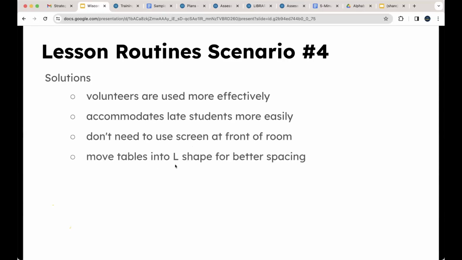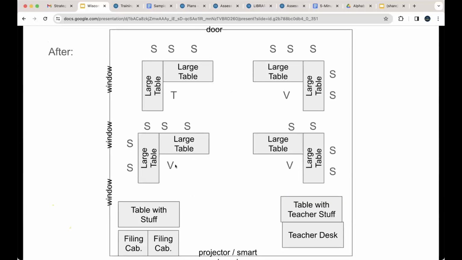We moved the tables into an L shape. So what I mean is we took these tables and moved them into an L shape so the volunteer can sit here in the corner and have better proximity to the student. So if the volunteer is holding up something for the students to see, the students are closer and can see that more easily. The volunteer can reach across and point to the student's notebook. That small change has really helped.